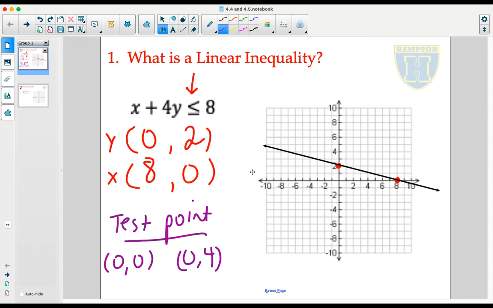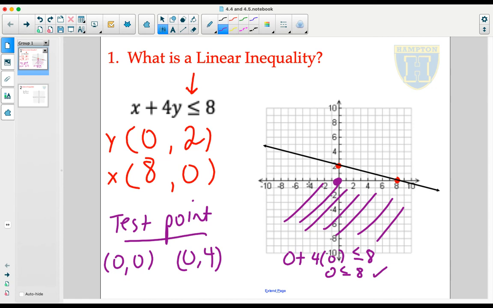So if I use (0, 0) back in my original inequality, I get 0 plus 4 times 0 is less than or equal to 8. 0 is less than or equal to 8, which is true. That would indicate to me that because this point works, all of the points in this half plane are also going to work.